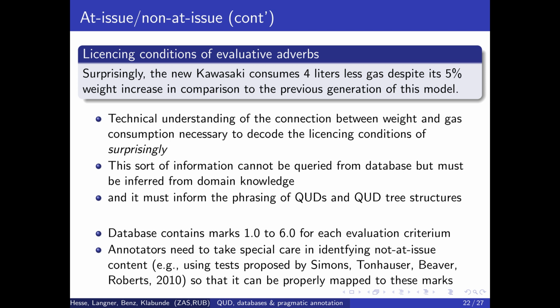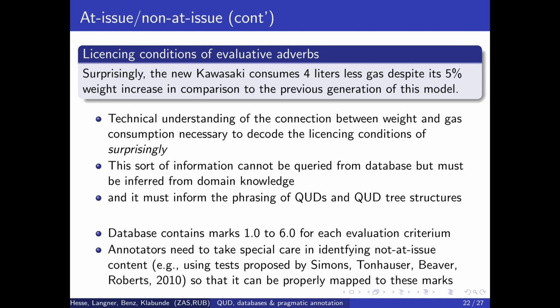So here's an example. Surprisingly, the new Kawasaki consumes 4 liters less gas despite its 5% weight increase in comparison to the previous generation of this model. You need technical understanding of the connection between weight and gas consumption, which is necessary in order to decode the licensing conditions of the adverb. This sort of information cannot be queried from the database, but must be inferred from domain knowledge, and it must inform the phrasing of QEDs and QED structures, right?